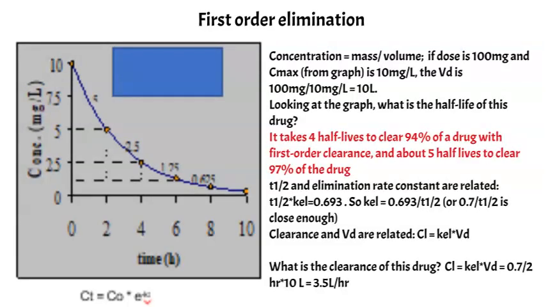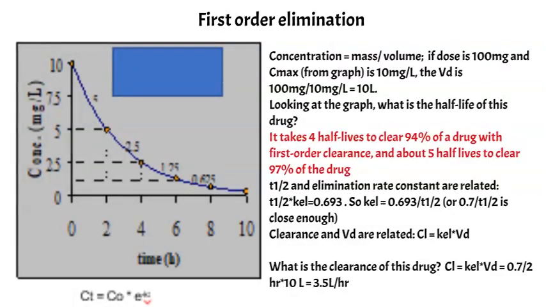Number 3, half-life is important. It takes 4 half-lives to clear 94% of a first-order drug and 5 half-lives to clear 97% of a first-order drug once you stop administering the drug. Half-life is also important because it's dependent on clearance, so you can use half-life to calculate clearance and vice versa. The relationship between half-life and clearance is indirect, since it's actually the elimination rate constant, KEL, that relates to clearance, but we can figure KEL from half-life.